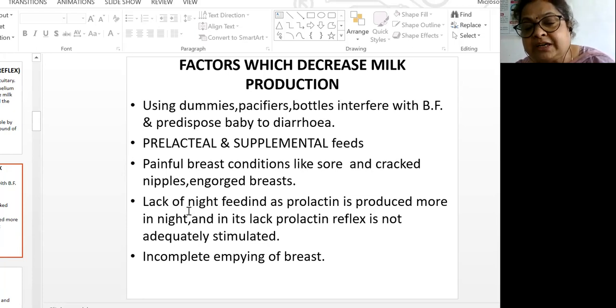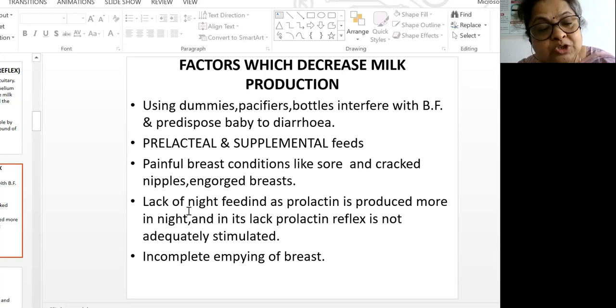Then lack of night feeding, as prolactin is produced more at night, and in its absence the prolactin reflex is not adequately stimulated. Then incomplete emptying of the breast. As we know, we should advise the mother that if she is feeding 2 hourly, then at a time she should completely empty one side of the breast, and after 2 hours she should offer the second breast.